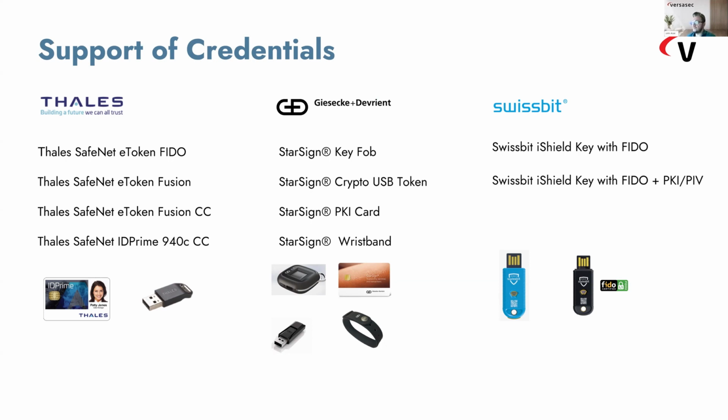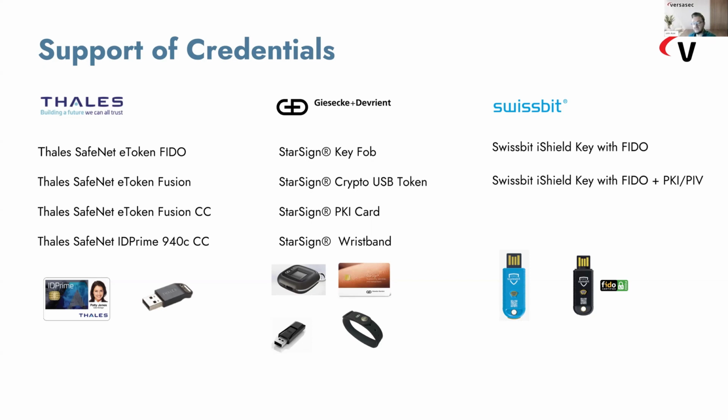And we have our partner G+D, Giesecke and Devrient, that is going to be the StarSign product line, which is the key fob, the USB token, the PKI card, which is the standard conventional smart card, and the wristband for wearable security. And these devices are PIV and FIDO capable. Currently, we only support the PIV portion, not the FIDO as of yet. You can stay tuned on developments in the future for that.